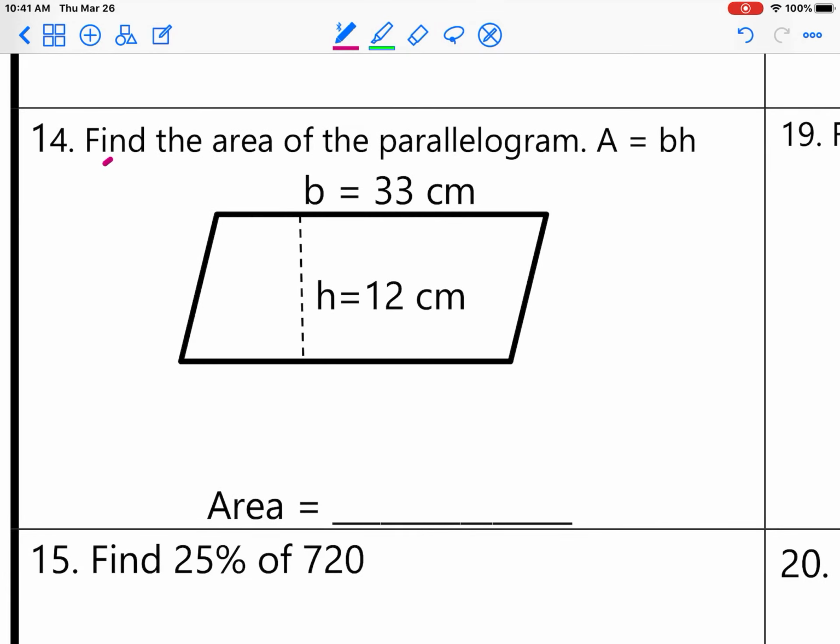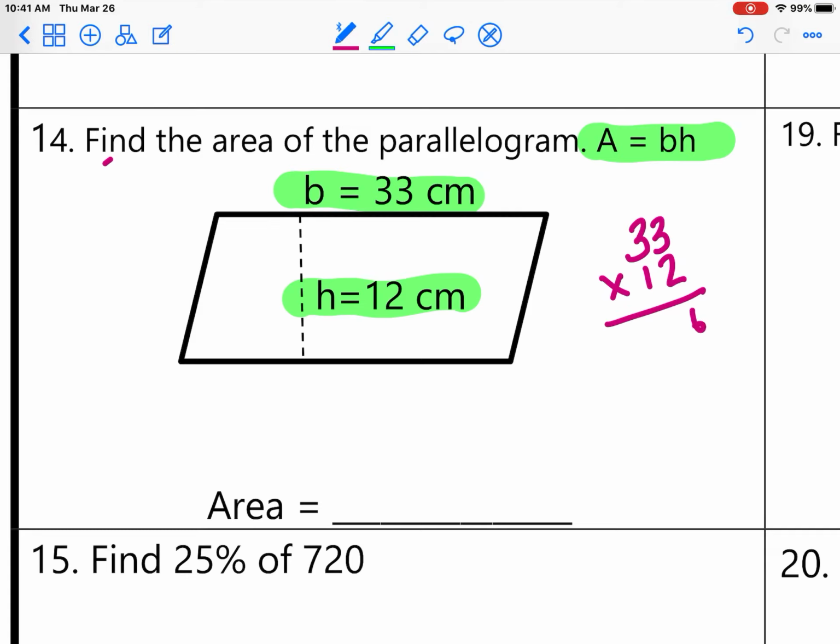Number 14, find the area of the parallelogram. Once again, I've given you the formula for a parallelogram. It's base times height. Here's the base, here's the height. So to find the area of this parallelogram, we simply multiply 33 times 12.